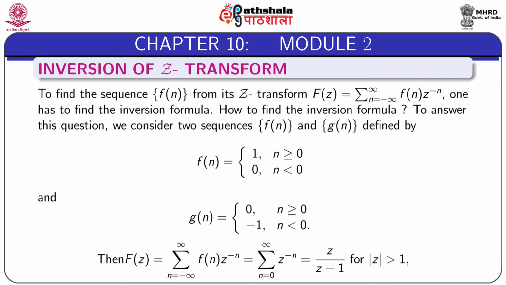Then capital Fz, which is the Z transform of small fn, is given by summation n equal to minus infinity to plus infinity Fn z to the power minus n. Now Fn has been defined as 1 for n greater than equal to 0 and 0 for n less than 0. So this summation starts from n equal to 0 to infinity z to the power minus n, which is equal to z by z minus 1 for mod z greater than 1.